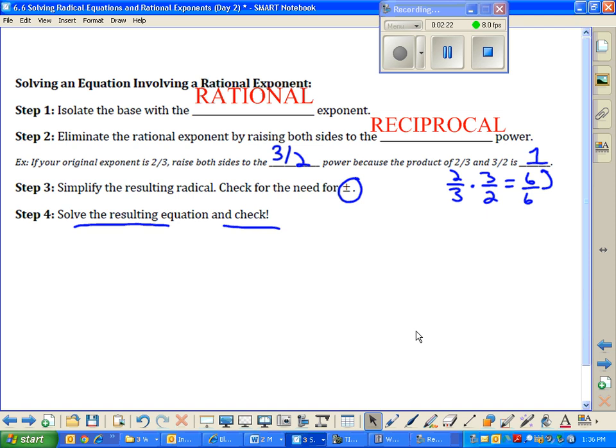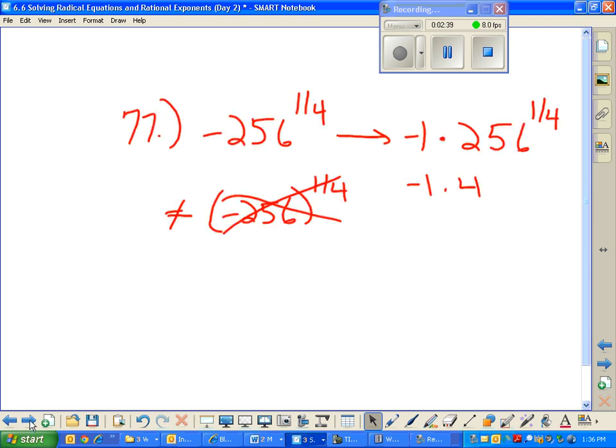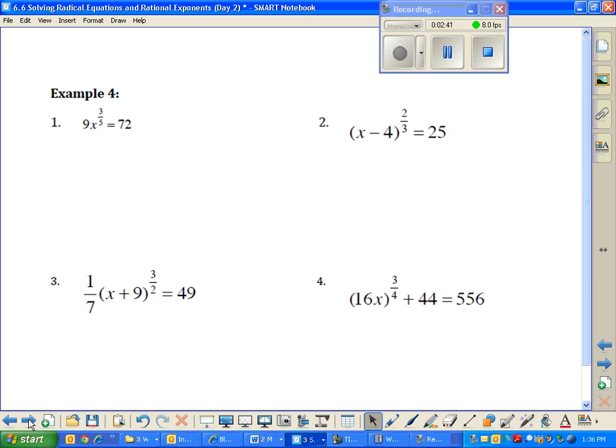If the graph of the left side hits the graph of the right side in 2 spots, you get 2 answers. If the graph of the left side hits the graph of the right side in 1 spot, well then you only get 1 answer. So you could also just draw a real quick sketch of that scenario. Okay, let's do it. So problem number 1, I should say. We have 9 times x to the 3/5 equals 72.